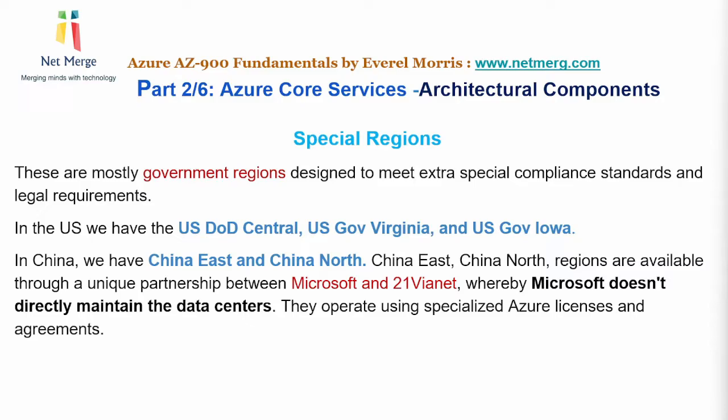Microsoft does not control those sites directly. They do it through a special arrangement with a company called 21Vianet in China. Microsoft is not allowed to provide infrastructure as a service and platform as a service in China. They could provide software as a service, but they can't provide those two services. So they have to do it through a third party.